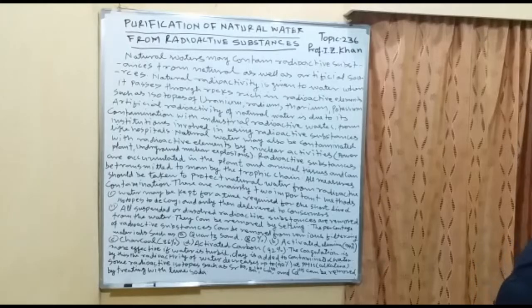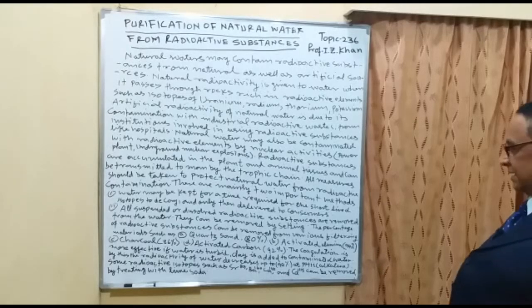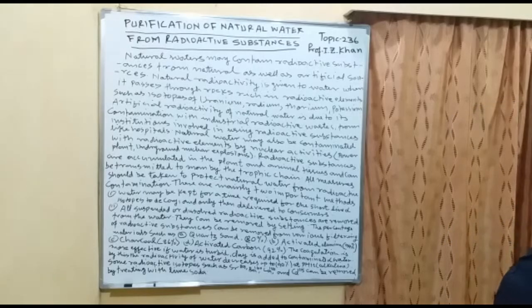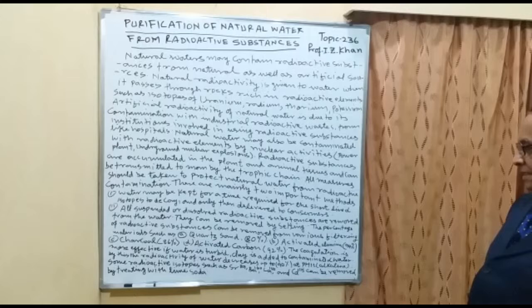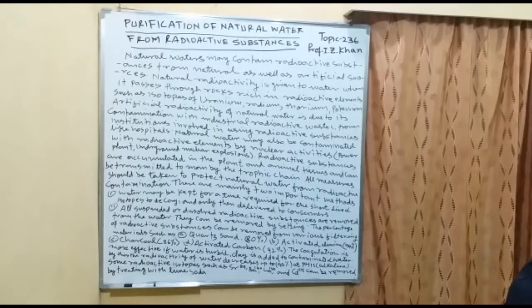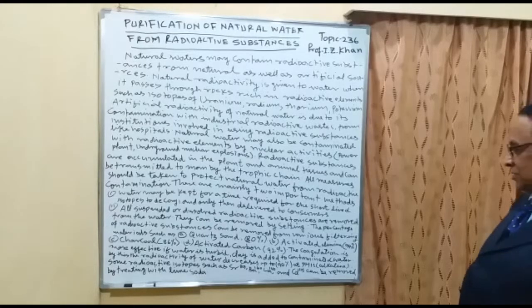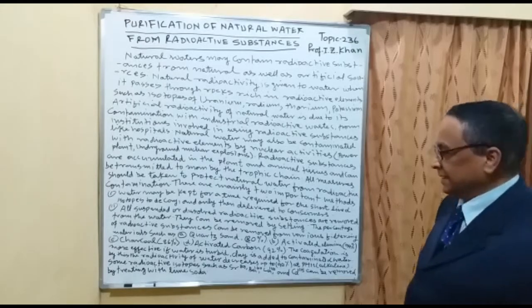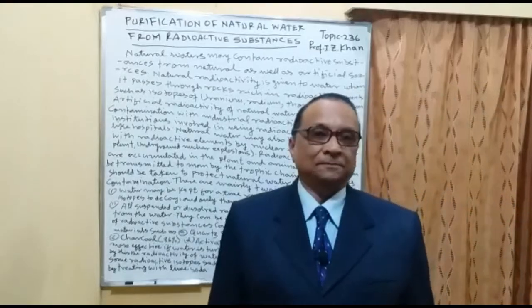The coagulation is more effective if water is turbid; clay is added to contaminated water. By this, the radioactivity of water decreases by up to 90%. At pH 11, alkaline, some radioactive isotopes such as Sr-89, Ba-140, La-140 and Cd-115 can be removed by treating with lime soda.